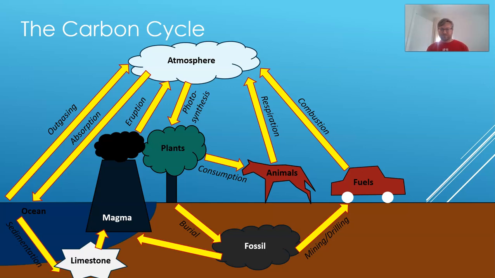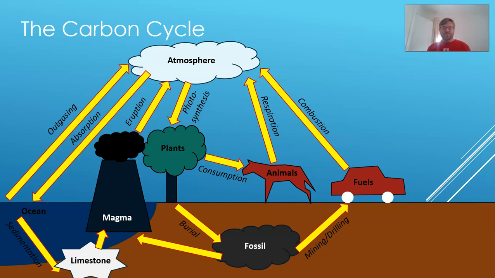We also have the fact that some of those plants, rather than getting eaten by animals, can get buried underground. And when they get buried, they take their carbon with them. And when they're buried, they eventually turn into fossil form. And in particular, they can turn into what we call fossil fuels, things like coal, oil, natural gas.